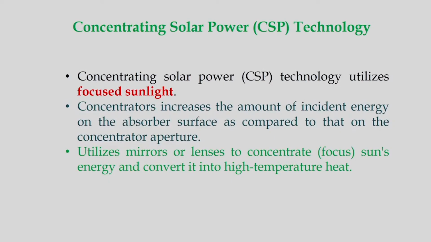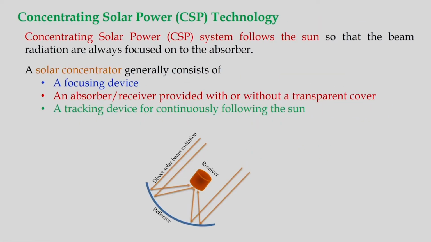So, how it will work, that is what we have explained here, and with the help of other slides we will understand the importance of this technology as far as high temperature generation is concerned. This concentrating solar power technology follows the sun so that the beam radiation is always focused on the absorber.